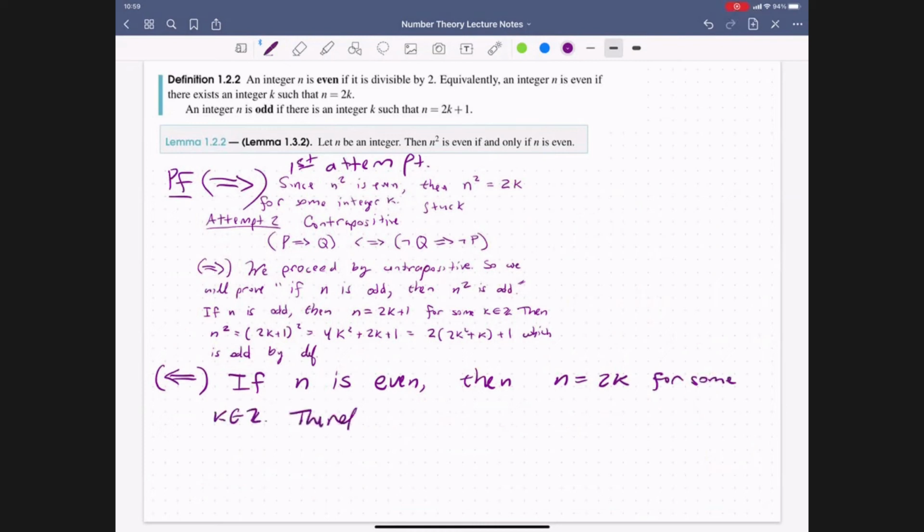Therefore, n squared is just going to be 4k squared, which if we want to be pedantic, we can say is 2 times 2k squared. And so now it's 2 times some integer. And so therefore, thus, n squared is even, which is what we wanted to prove. So now we have our desired proof and we are done. And so we are done with this lemma.